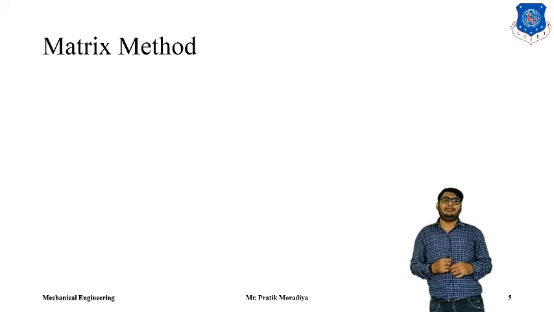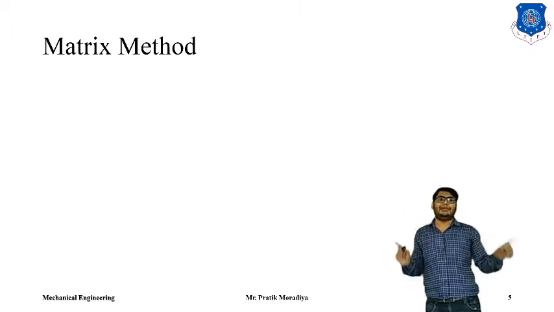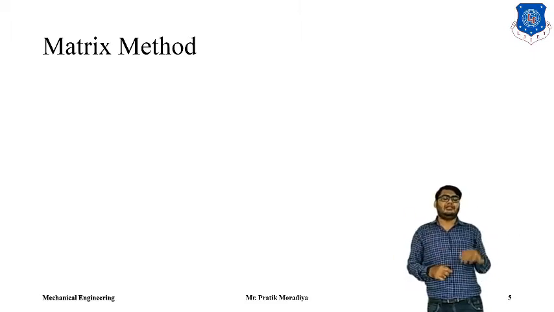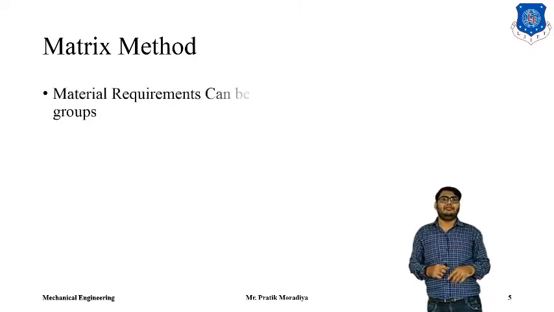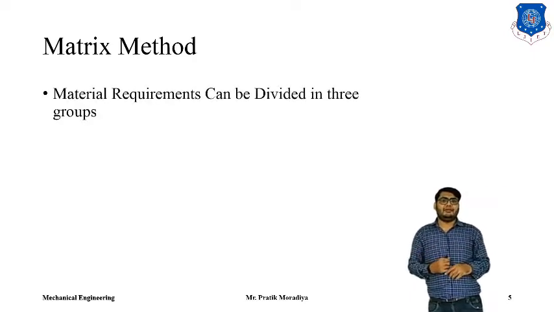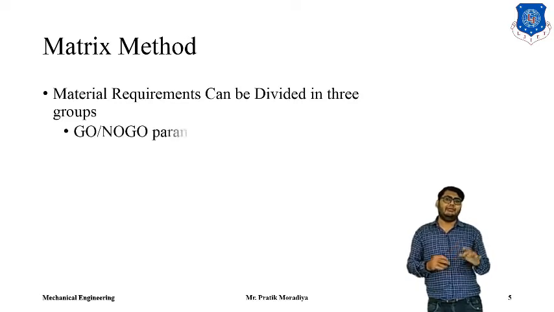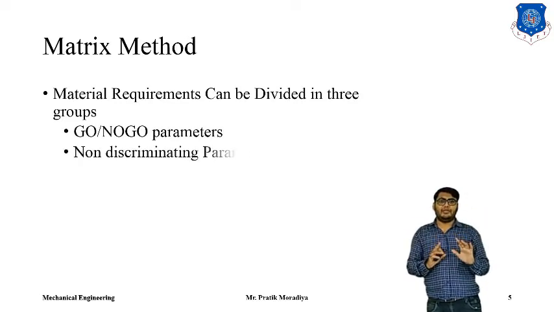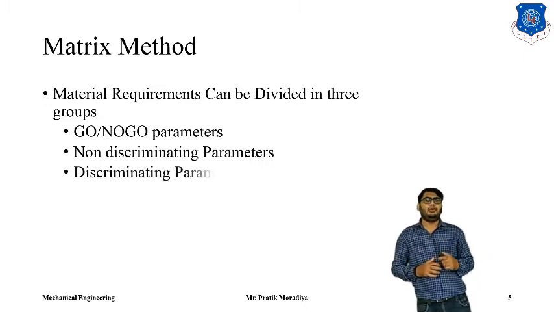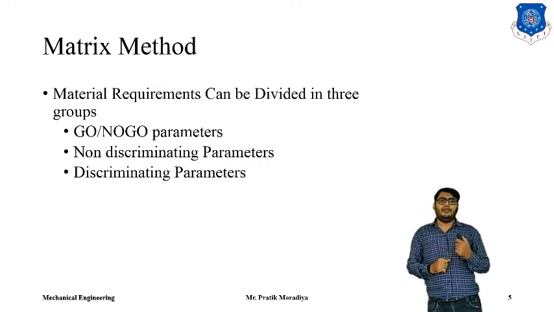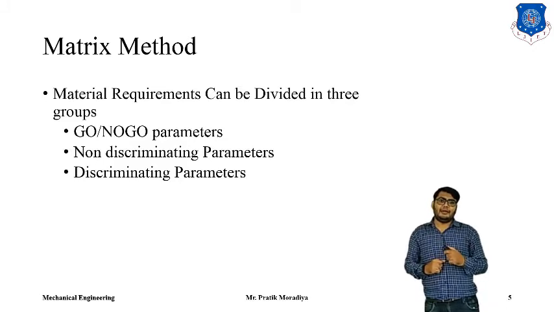Basically, in the matrix method we are making a matrix in which we are considering three types of properties. Material requirements can be divided into three major groups, and we are making a matrix out of that. The three groups are go/no-go parameters, non-discriminating parameters, and discriminating parameters.